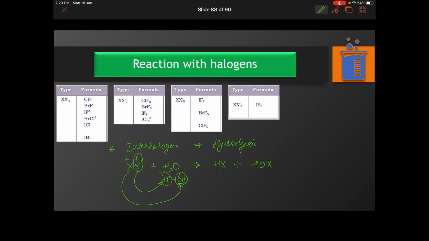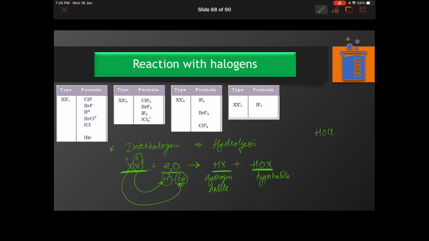This is very important. Yes, this is known as halide, hydrogen halide. And the HOX form is known as hypohalite. So if there is HOCl, I call it hypochlorite. Yes, hypochlorite. HOF, hypofluorite. Perfect. So this HOX form is the hypohalite form. So all the interhalogen compounds, they will react with water to form HX and HOX.